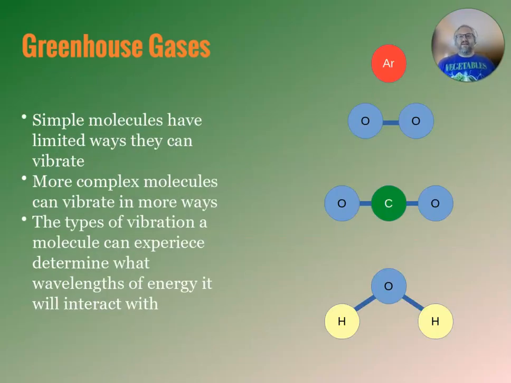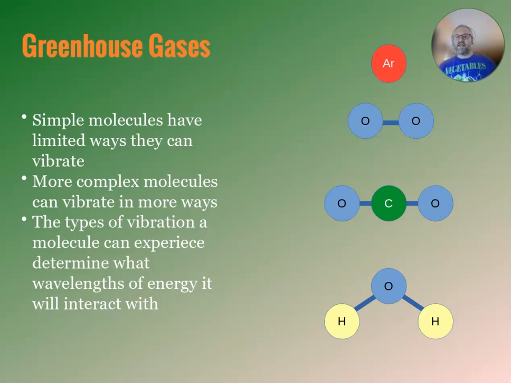So why would they do that? Why are some gases greenhouse gases and others are not? Well, it has to do with how the molecules are able to vibrate. When these molecules are absorbing energy and then re-radiating it, it's based on the movements of the atoms within the molecules.